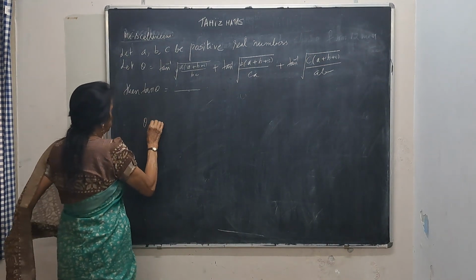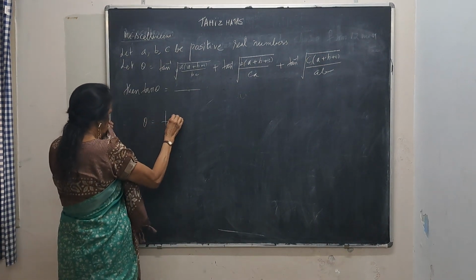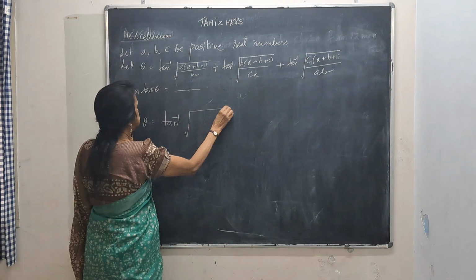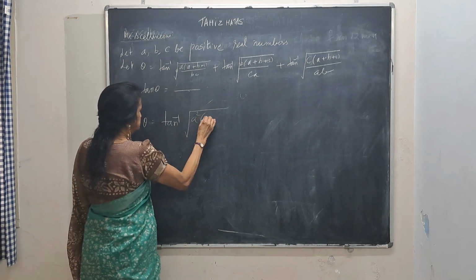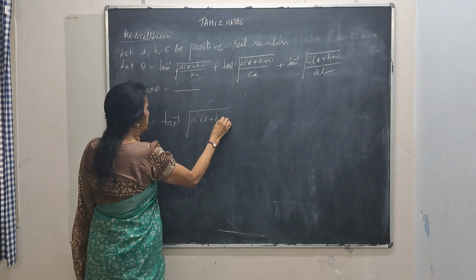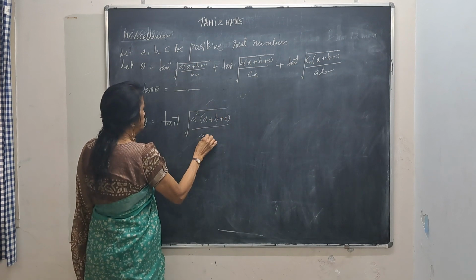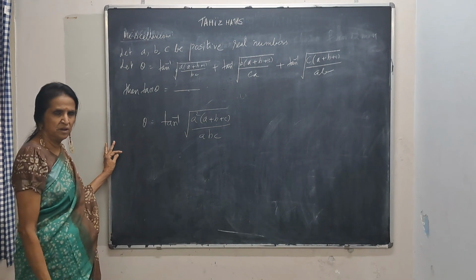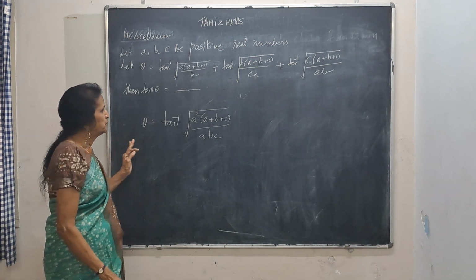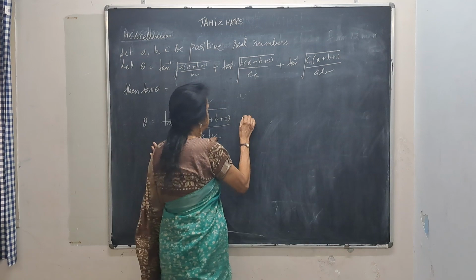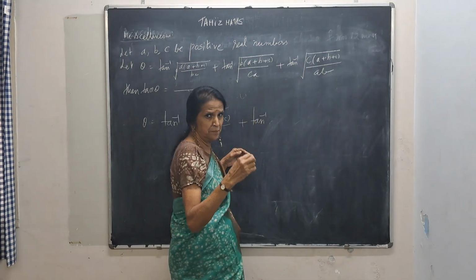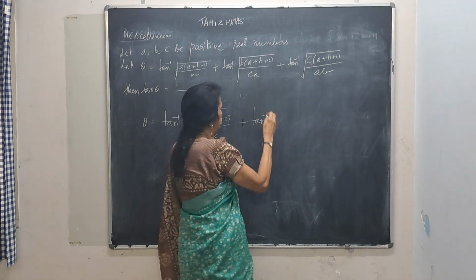Theta is equal to, I'll multiply this by A and this by A. You plan and think, you will be getting plenty of methods, students. Tan inverse root of A square into A plus B plus C by ABC. And similarly B and B.